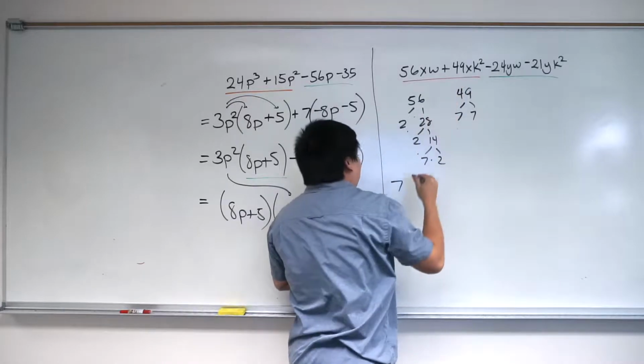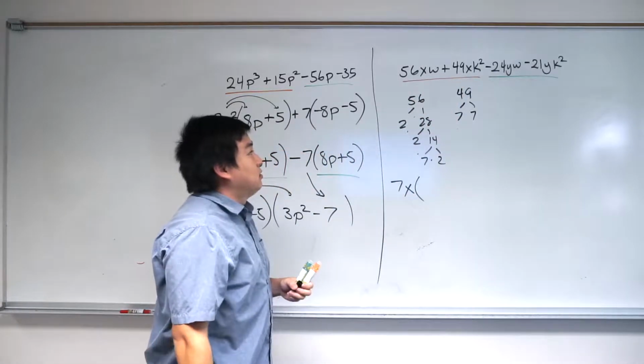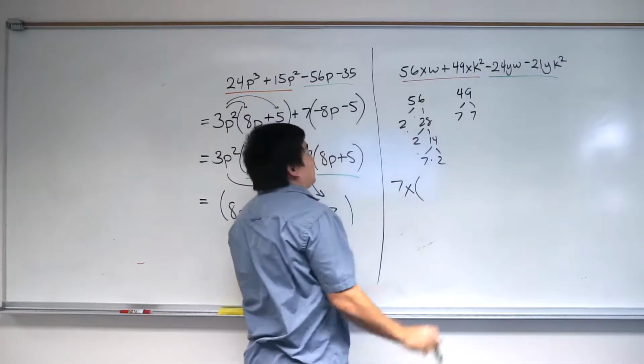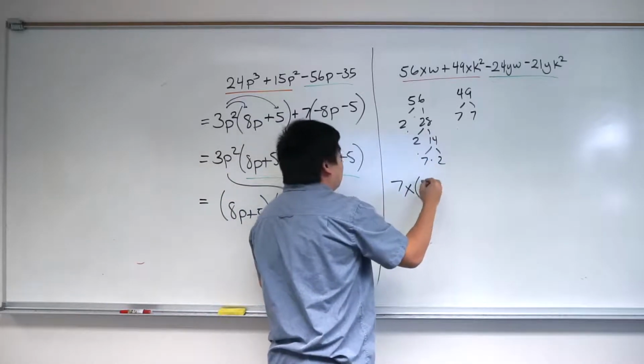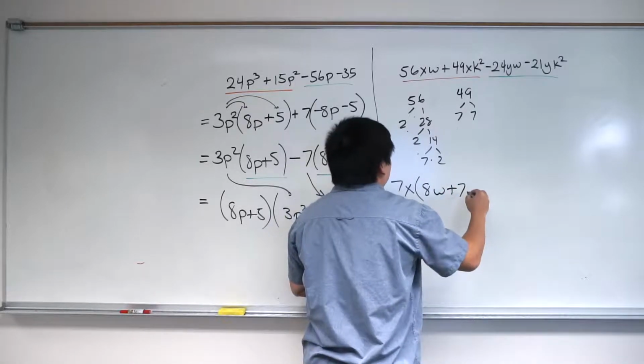Can you also see that I can pull out an x, but no w and no k? So what times 7x gives you 56xw? It's going to be 2, 4, 8w plus 7k squared.